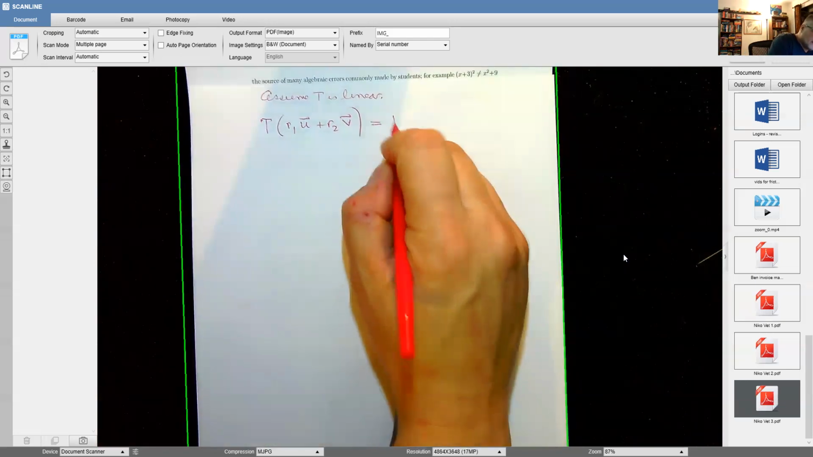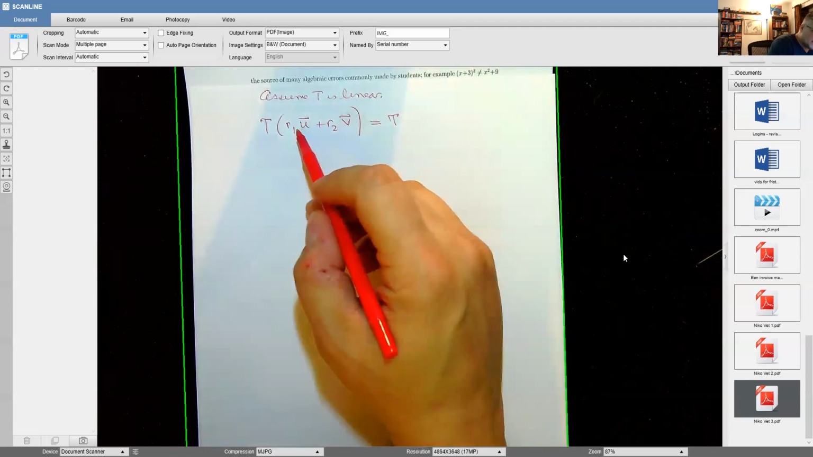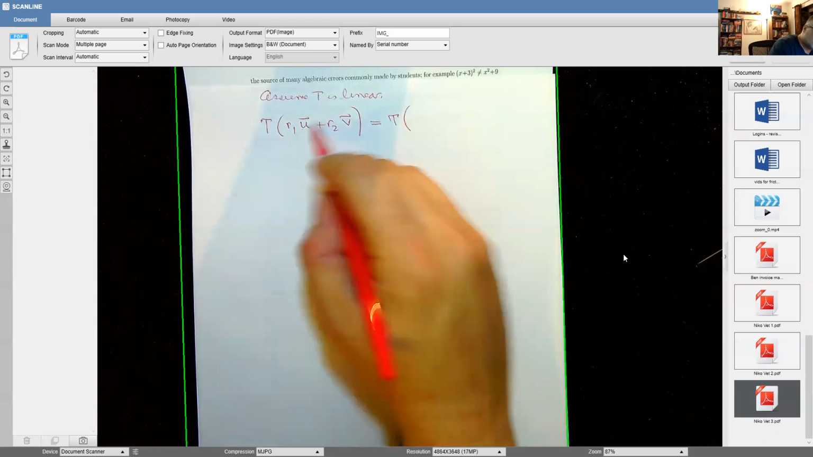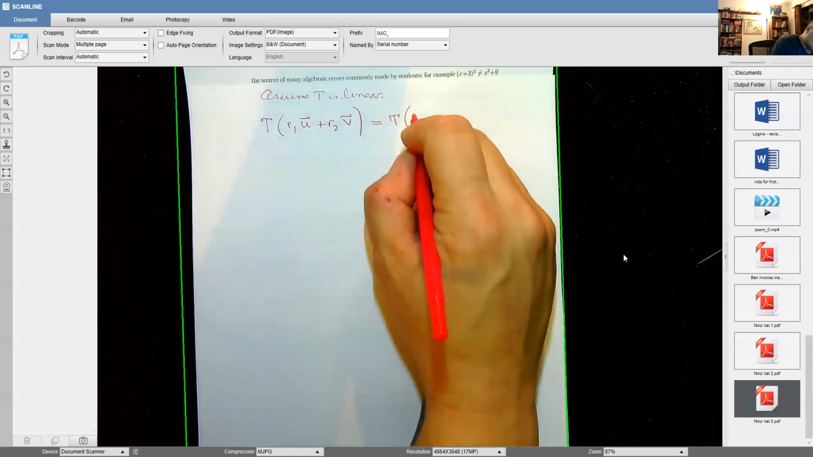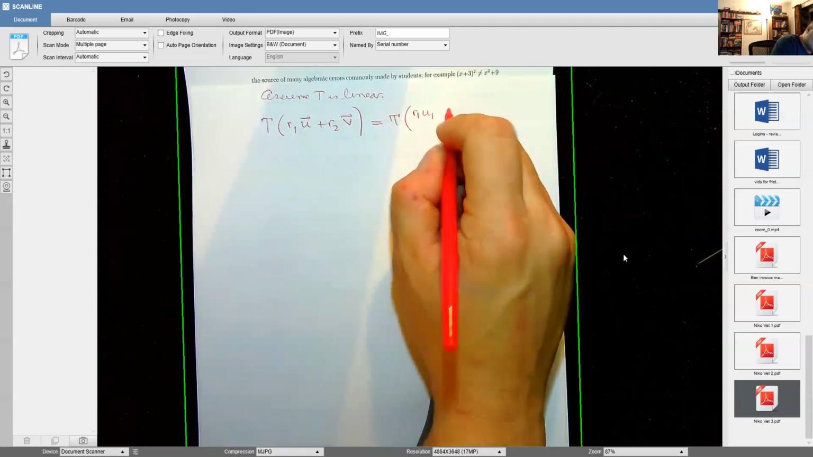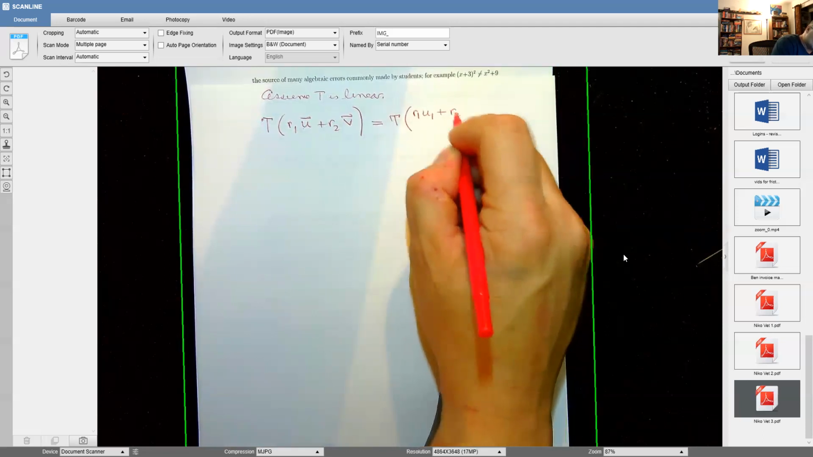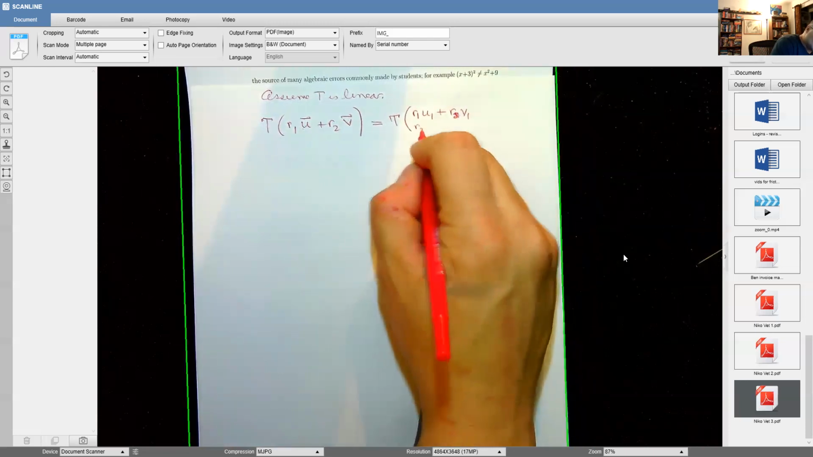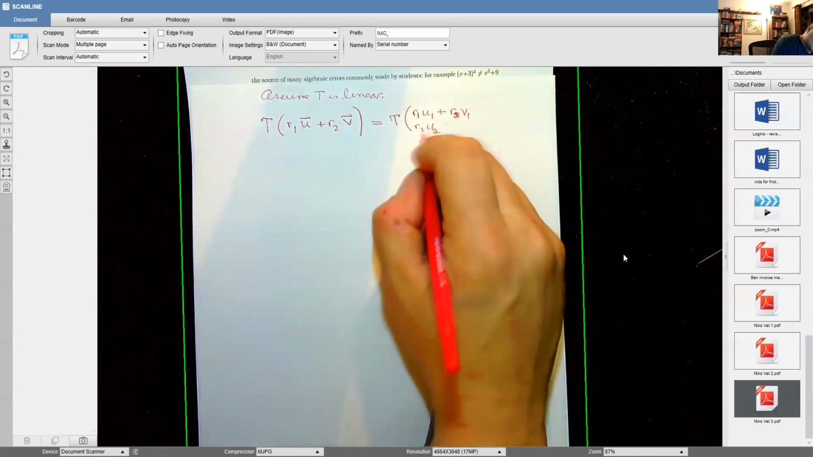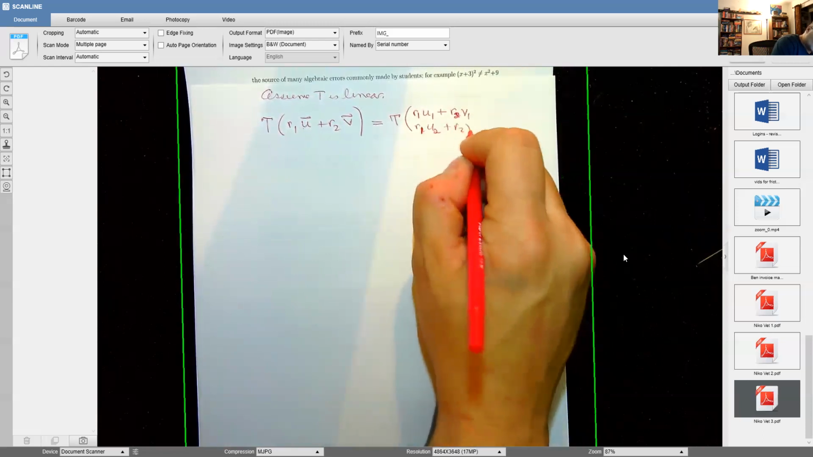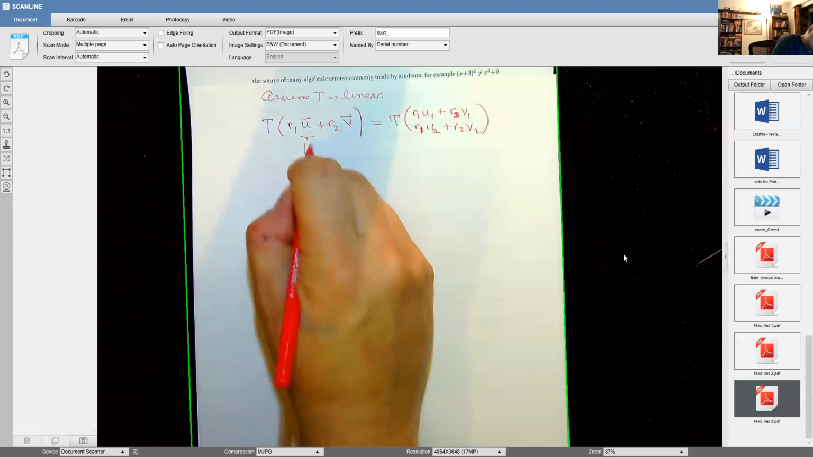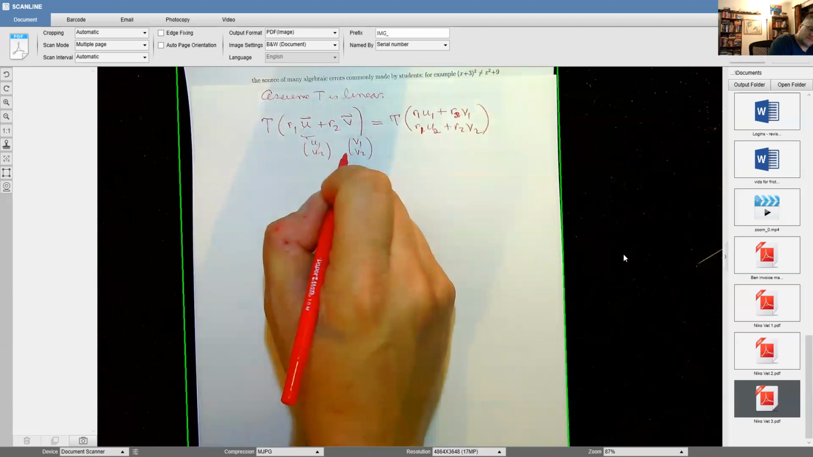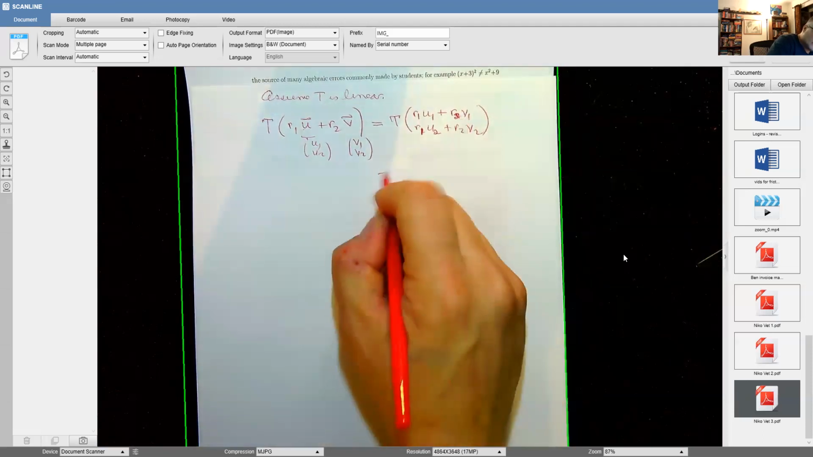Okay, so remember here, you have T of, we'll call them u = (u1, u2) and v = (v1, v2). So we have (r1 u1 + r2 v1, r1 u2 + r2 v2). Right, so in other words, I'm just distributing the scalar in each of these cases to get this, okay?